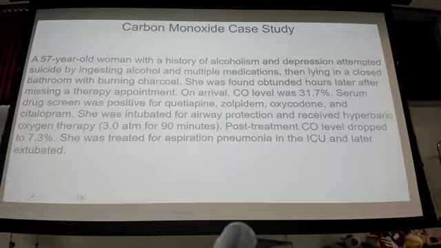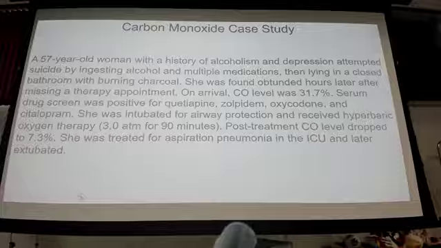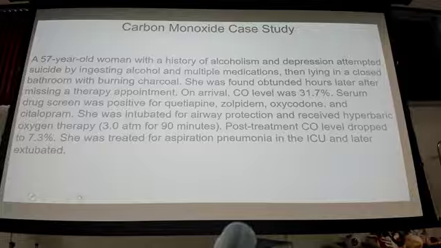So in this scenario, we have a 57-year-old woman with a history of alcoholism and depression, who attempted suicide by ingesting alcohol and multiple medications, then lying down in a closed bathroom with burning charcoal. She was found obtunded hours later after missing a therapy appointment. Upon arrival at the hospital, carbon monoxide levels were found to be 31.7%.